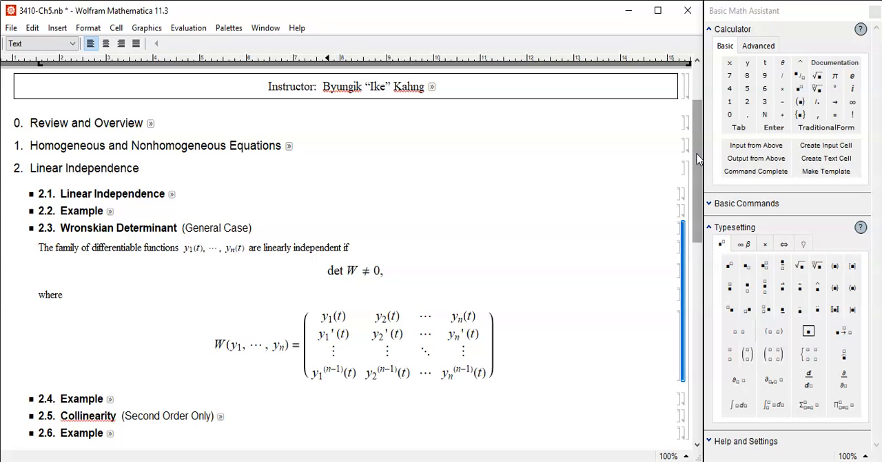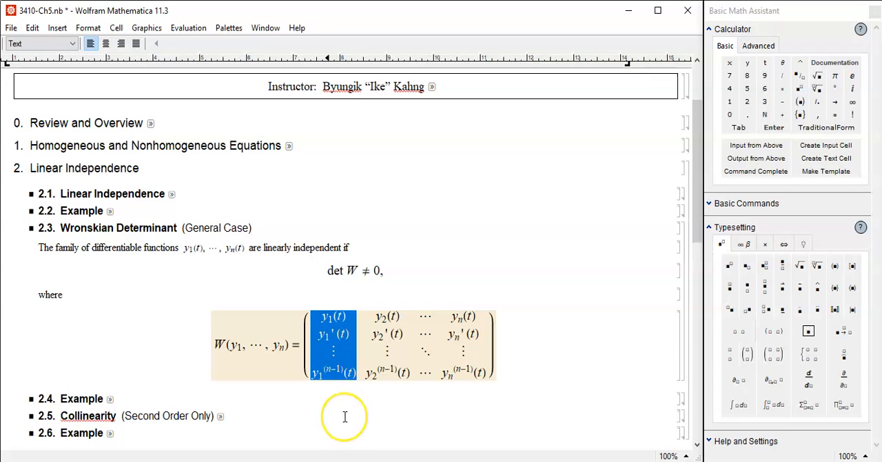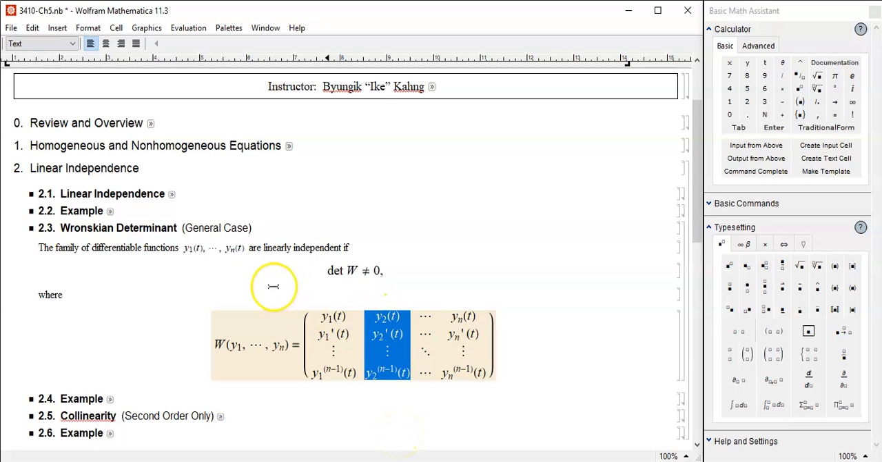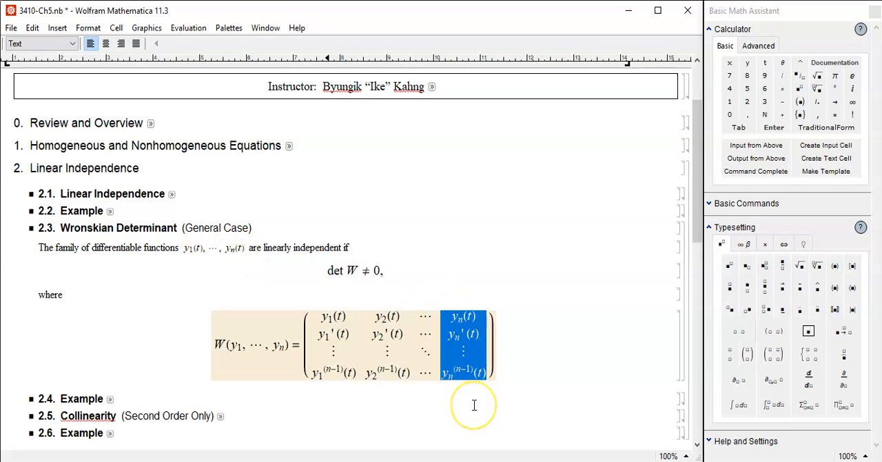A family of differentiable functions y1 through yn are linearly independent if the determinant of a certain matrix is non-zero. What's that determinant? The first function y1, and we simply take derivatives down the column: first derivative, second derivative, all the way to the (n minus 1)th derivative. The second function y2, y2 prime, y2 double prime, and so on. And then the last function yn, with its first, second, third derivatives, all the way to the (n minus 1)th derivative. Get all those columns, and we get an n by n matrix.